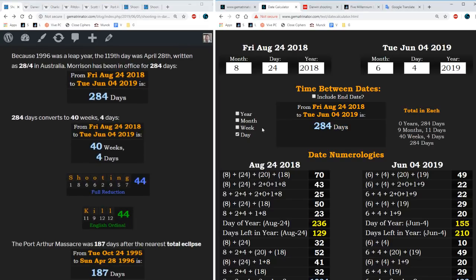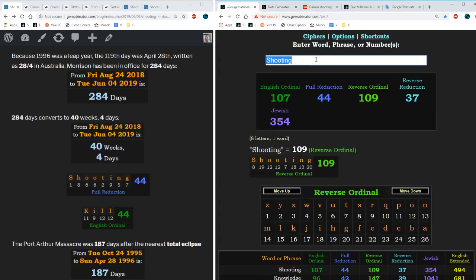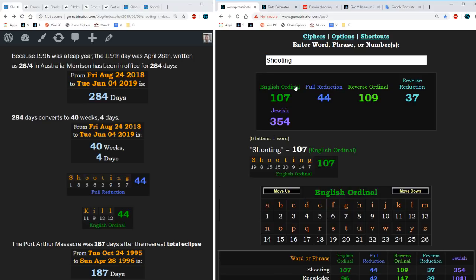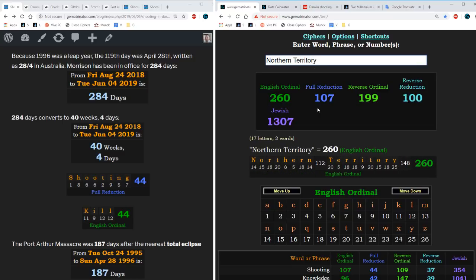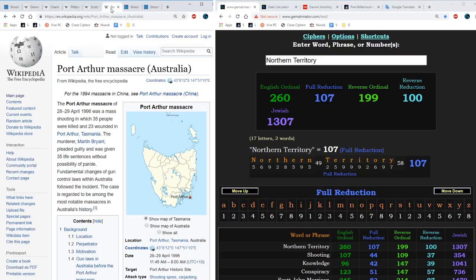The other way you can measure this, we looked at the months and days, we looked at the days. What about the weeks and days? Here we have 40 weeks and 4 days. This represents the number 44, which is the reduction value of shooting. And again, this shooting, which sums to 107, was in the Northern Territory, 107. And this eclipse crucifixion code is nothing new at all.